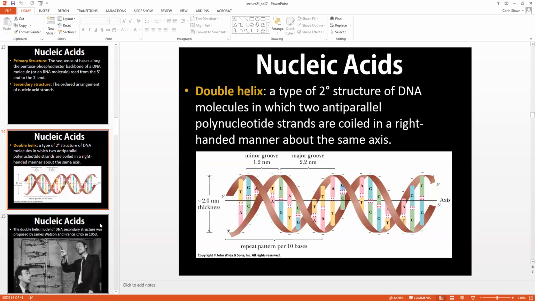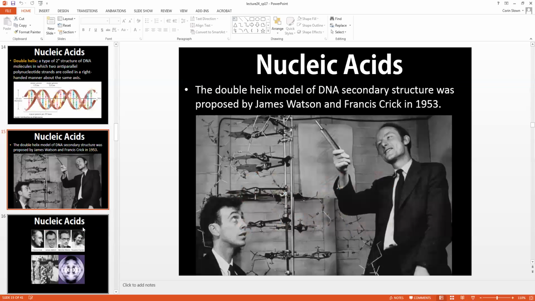So a double helix is a type of secondary structure of DNA molecules in which 2 anti-parallel polynucleotide strands are coiled in a right-handed manner about the same axis. There are several properties of this secondary structure that are worthy of note. It's a thickness of approximately 2 nanometers. If you think about this pattern of the curving, that's going to occur over approximately 10 bases. There's a minor groove that's 1.2 nanometers and a major groove that's 2.2 nanometers.